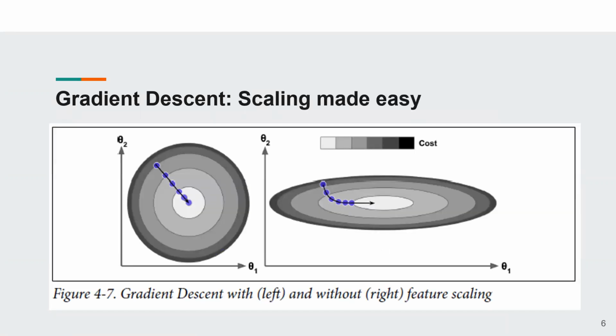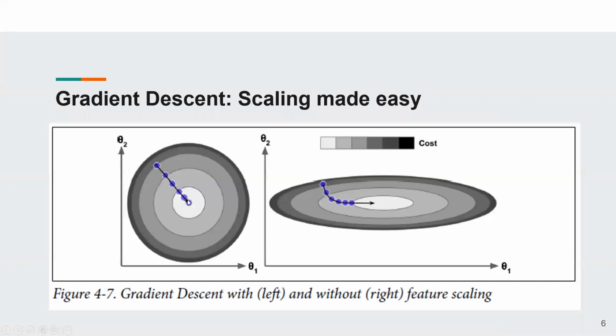One important aspect that we want to mention is that scaling makes gradient descent easier. On the left-hand side, you have theta 1 and theta 2. In this case, you can see the contours of the cost function. The darker the graph, the higher the cost function. The lighter the graph, the closer to the minimum cost area.